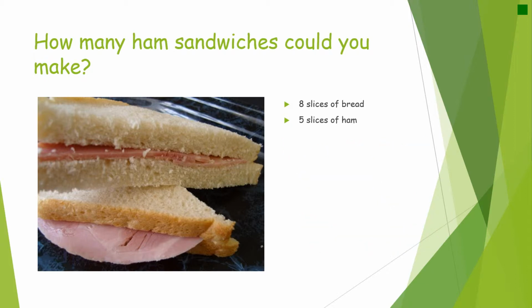So how many ham sandwiches could you make with 8 slices of bread and 5 slices of ham? Well, we all know that each ham sandwich needs 2 slices of bread. So 8 divided by 2 is 4. But we've got 5 slices of ham, so we only need 4. So in this case, the limiting reagent would be the bread, and the excess reagent would be the ham, because you're going to have some ham left over at the end.